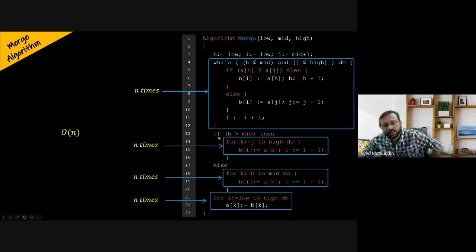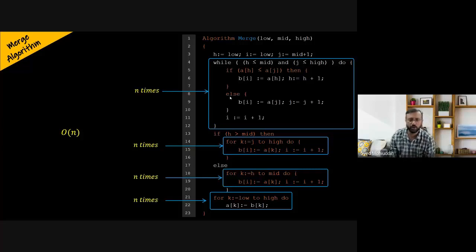Then these are if statements with primitive statements inside, but inside the if statements we have a for loop. This for loop also may run at most n times. Then copying the elements back into the array also runs for n times. Now remember, these are not nested loops. They are individual loops, and each one is running n times. So in total it is 4n.